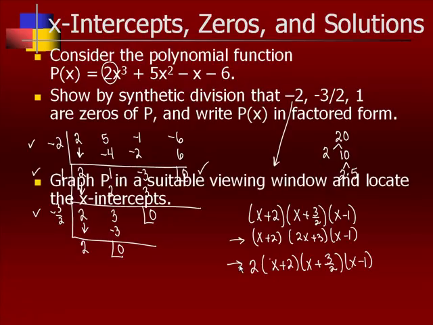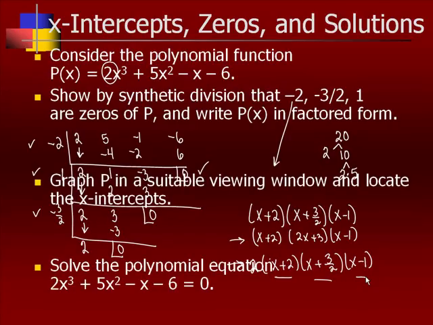Now, graph P in a suitable viewing window and locate the x-intercepts. Guess where they're going to be? At -2, -3/2, and 1. And then we're going to solve the polynomial equation 2x to the third plus 5x squared minus x minus 6. If we did that on our calculator, let this side be y1, let this side be y2. You're going to have 3 x-intercepts, and they are going to be -2, -3/2, and 1.